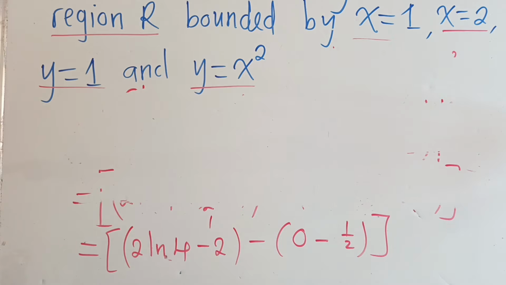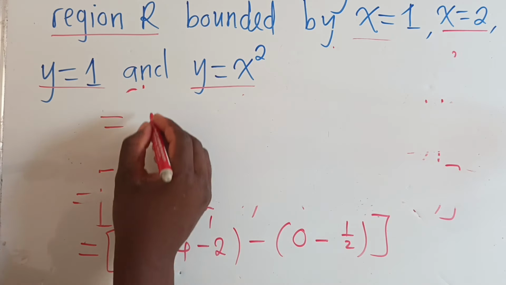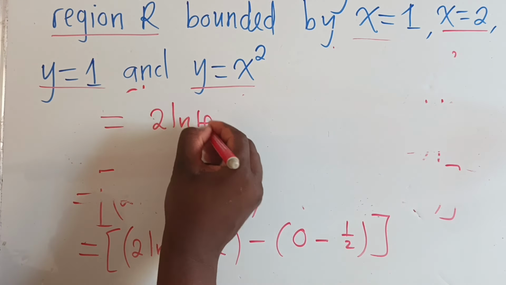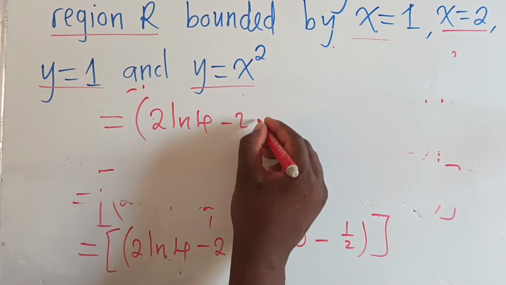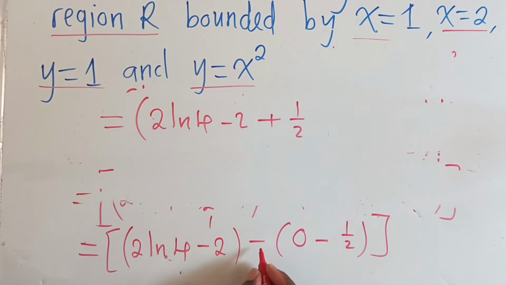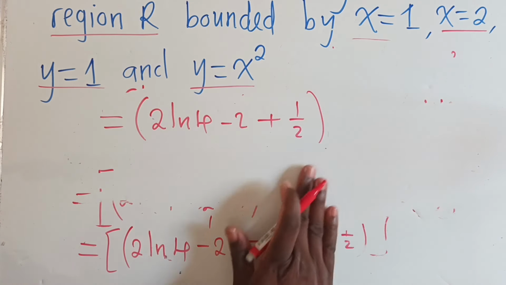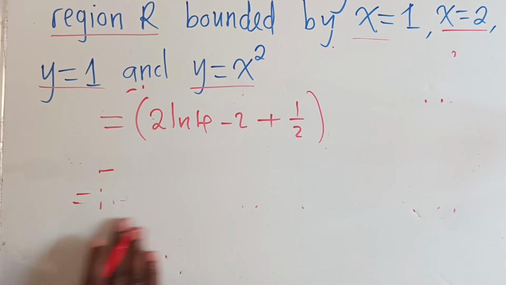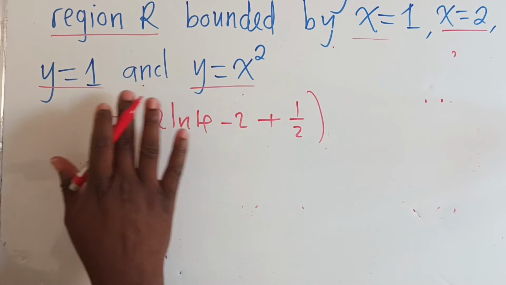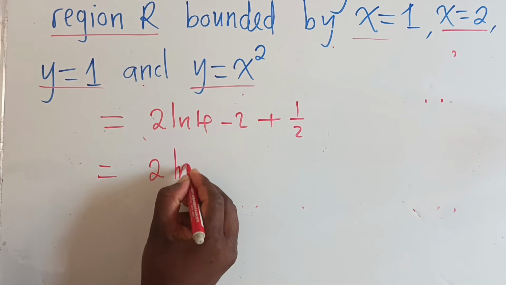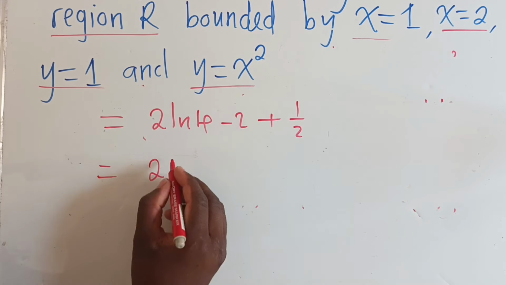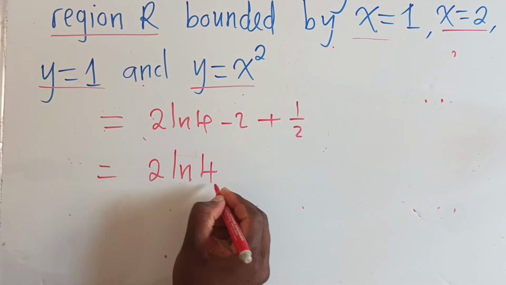We're at this stage. So let's copy, equal to 2 ln 4 minus 2. So from this stage, this will be plus 1 over 2, because negative and negative give us a positive, we shall remain with this. So this is what we have right here. Or we can even remove the brackets, it's fine. So we simplify further. This is what we have, 2 ln 4.